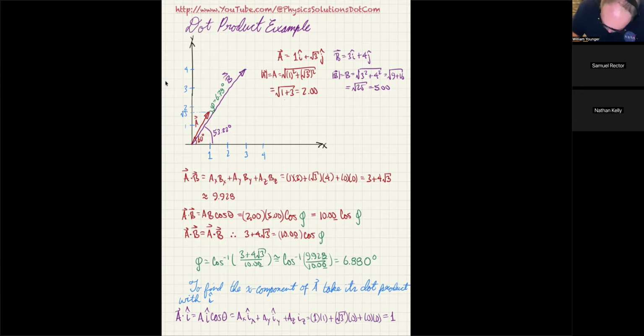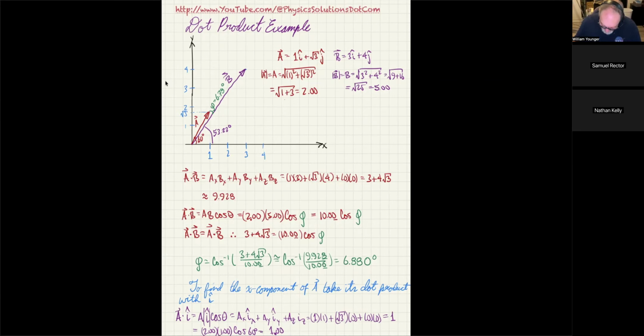Now you can also use the other version, and that would be the magnitude of A times the magnitude of i hat. The magnitude of A we found was 2.00. The magnitude of i hat is 1.00. And then the cosine of the angle between the A vector and the i hat vector is, of course, 60 degrees. If you took 2 times 1 times the cosine of 60, you would get 1.00. So you see both of those ways we did it were able to give us the x component.